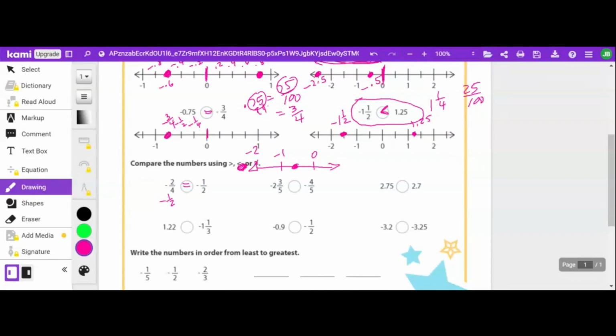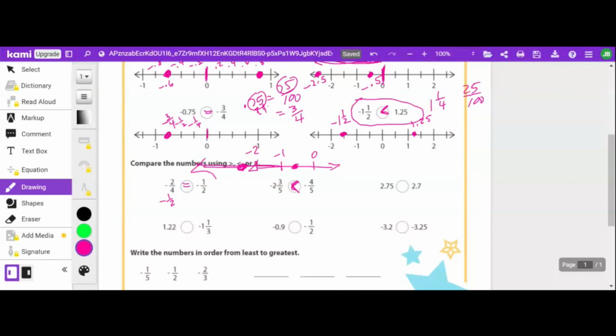Which one of those is the smallest? Remember, to be the smallest, you're further out on the number line. You're further to the left. The more left you go, the smaller you are. So the negative 2 3/5, correct, is the smallest number. So negative 4/5 is bigger. So I should have a less than sign there because negative 2 3/5 is further out on the number line.